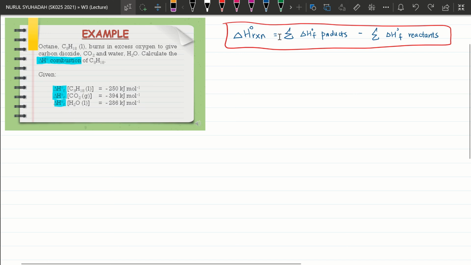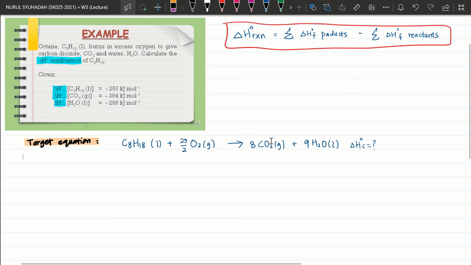Like I mentioned before, whatever step it is, whatever method it is, the first step will always be writing down the target equation. So now let's write down the target equation first. Okay, we already have our target equation over here. Now let's use the equation.